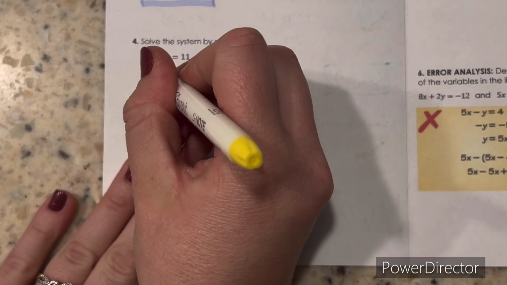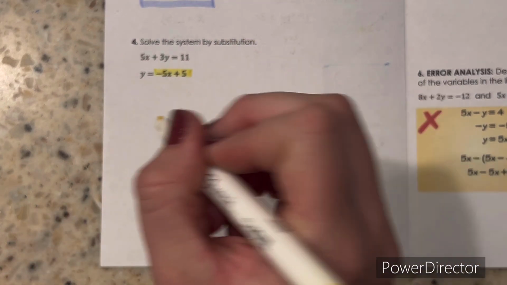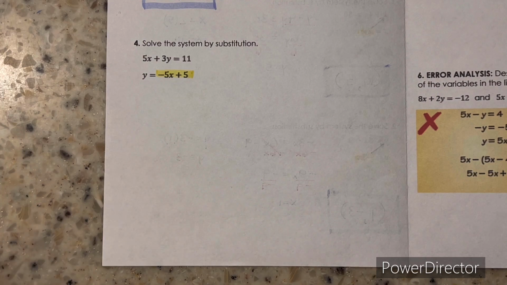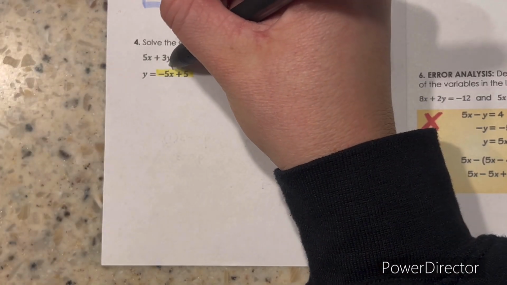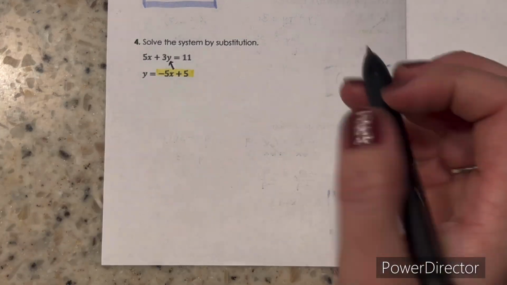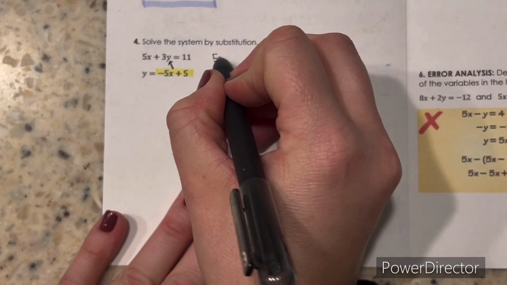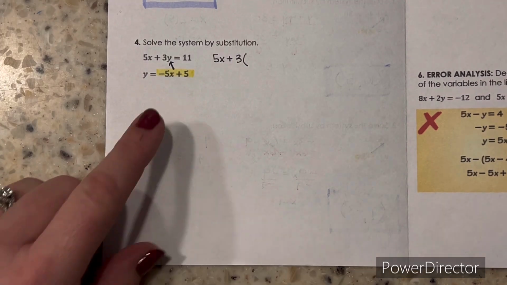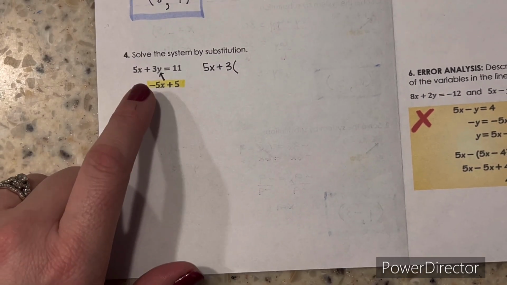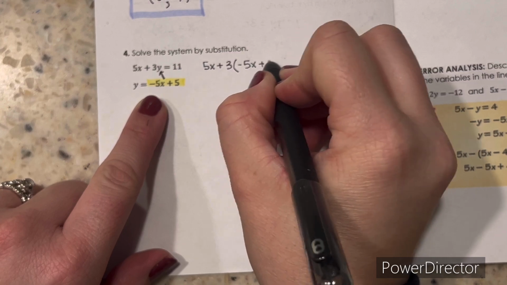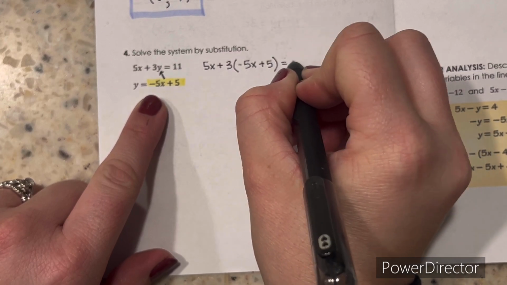So again, I'm going to highlight the stuff that is already equal to. So we have y is equal to that. So for this y variable, I'm going to substitute in. We end up with 5x plus 3, and then open parentheses, because now I've got to actually plug that in or substitute it in. -5x plus 5 equals 11.